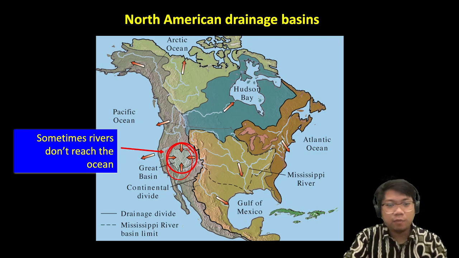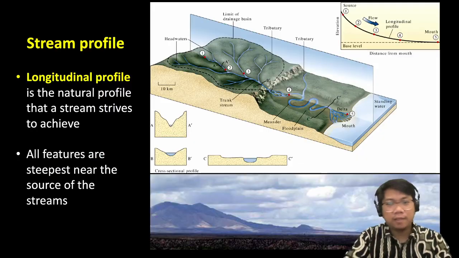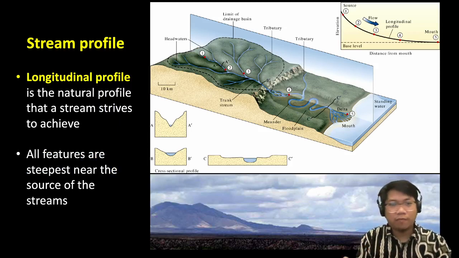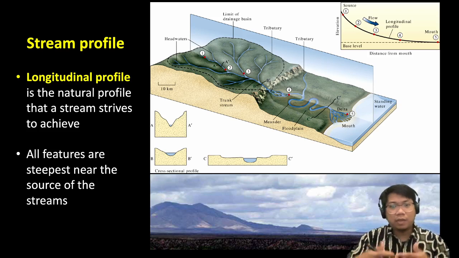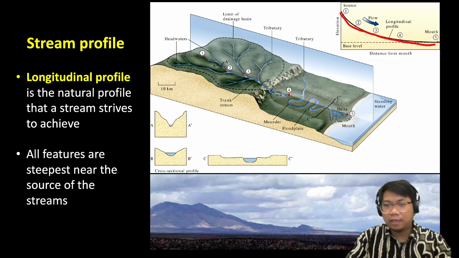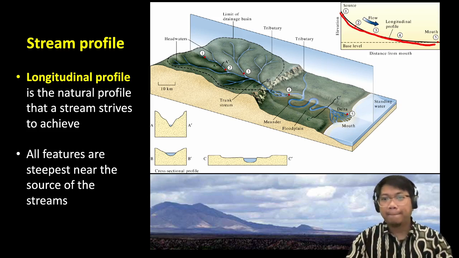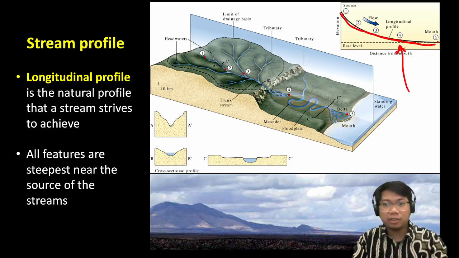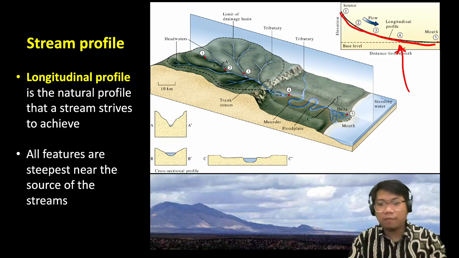All right, so again, like I said, sometimes rivers do not reach the oceans, like what I showed you there in the Great Basin in the western parts of the United States. All right, another basic concept that I want you to know about rivers is the stream profile, okay? So what do I mean by stream profile? It's basically a cross-sectional view of the morphology of the river. So if we take a look at the river and see it from the side, this profile generally represents the shape of the river. And this profile that I'm showing you here on the right corner of your screen, this is what we call the longitudinal profile, that represents the shape or the morphology of the river.